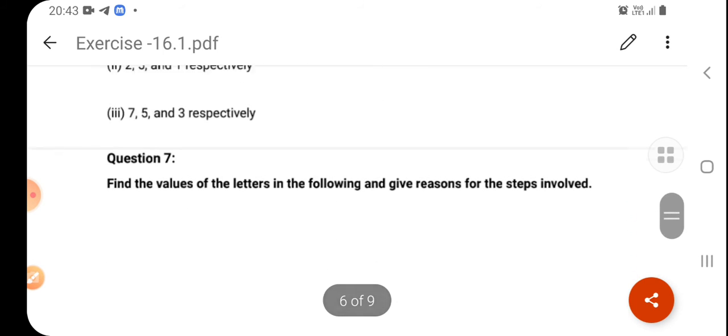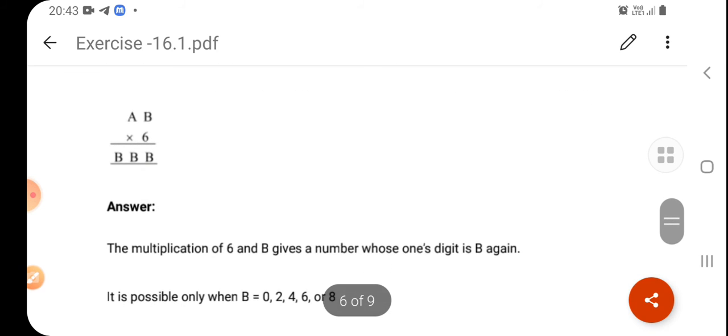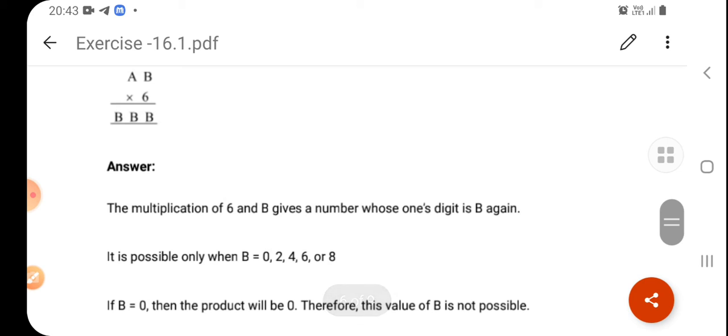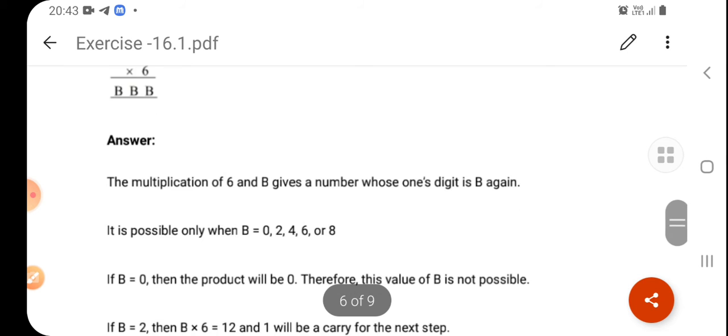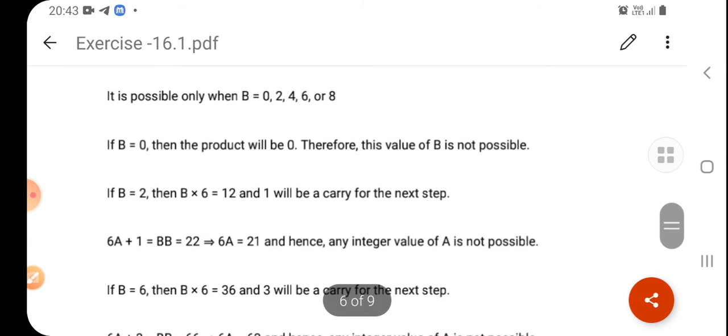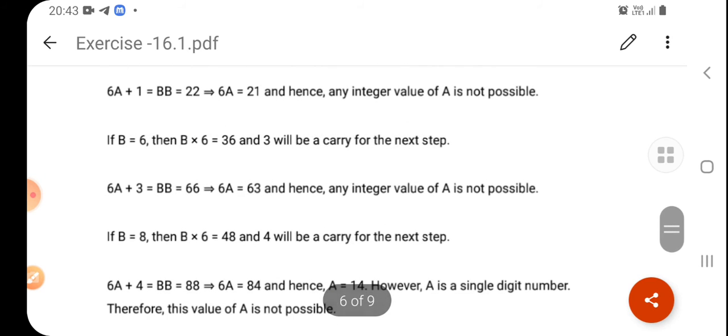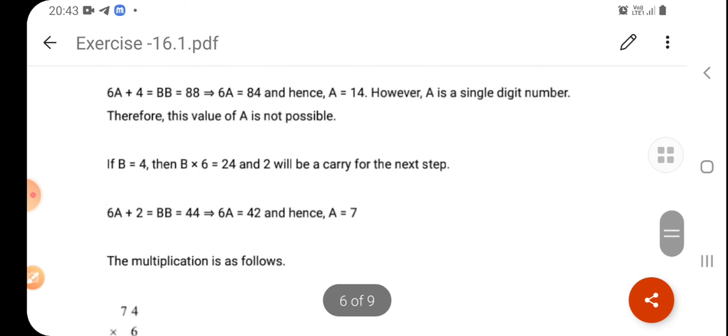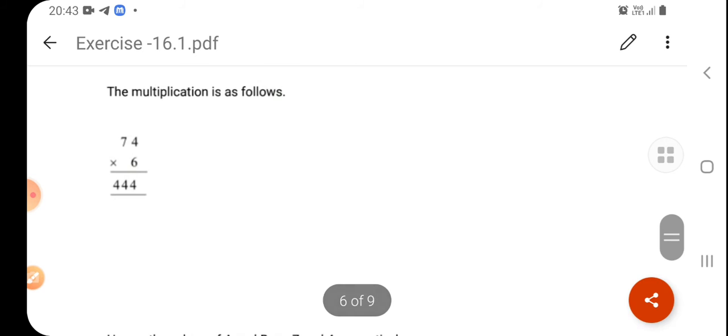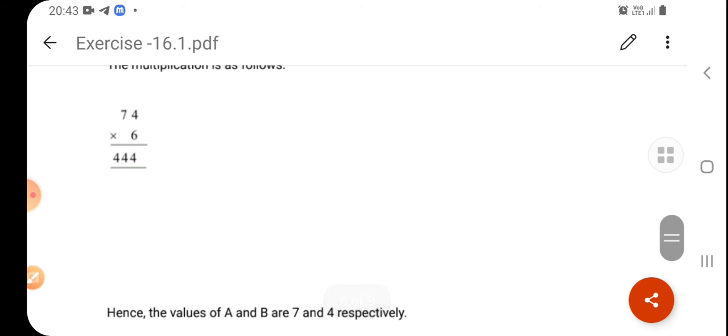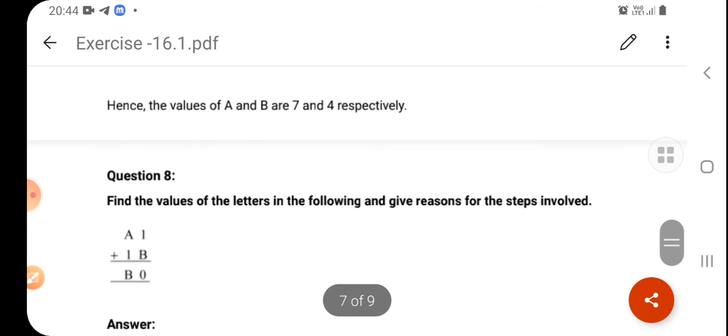Again, the values of a and b, and 6 times b gives a number. So here the multiplication of 6 and b gives a number whose one's digit is b. So what are the possible numbers? 0, 2, 4, 6, and 8. By putting 0, 2, 4, 6, and 8, we will check the values, and we got our answer 444, and the value is 74. A and B are 7 and 4.